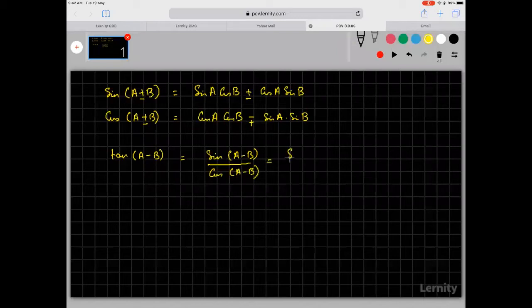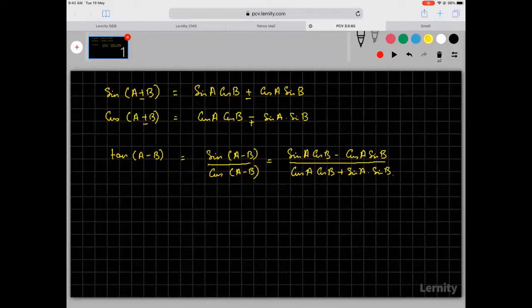This I can write as sin A cos B minus cos A sin B, whole divided by cos A into cos B plus sin A into sin B. Right? I will have this. So now once I have this, I can further simplify and write it this way. I can divide the whole thing by cos A cos B.